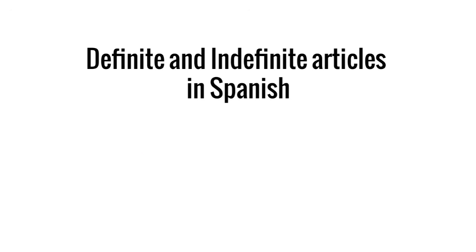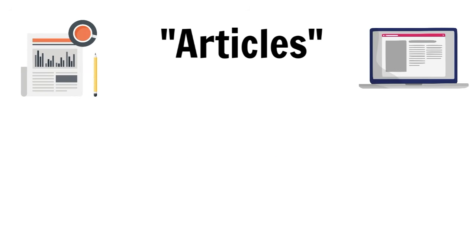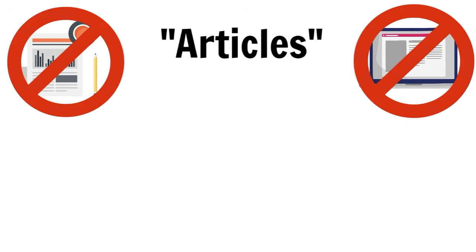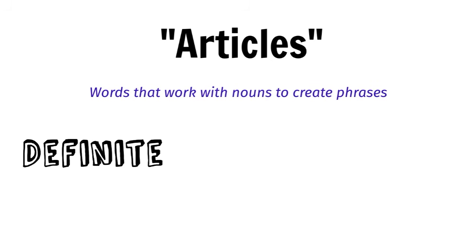Today, we'll talk about definite and indefinite articles in Spanish, that is, artículos definidos e indefinidos. First, when learning a language, articles are not stories in a newspaper or on a website. Instead, they are words that work with nouns to create phrases. As you can tell from the title of the video, there are two types of articles, definite and indefinite.